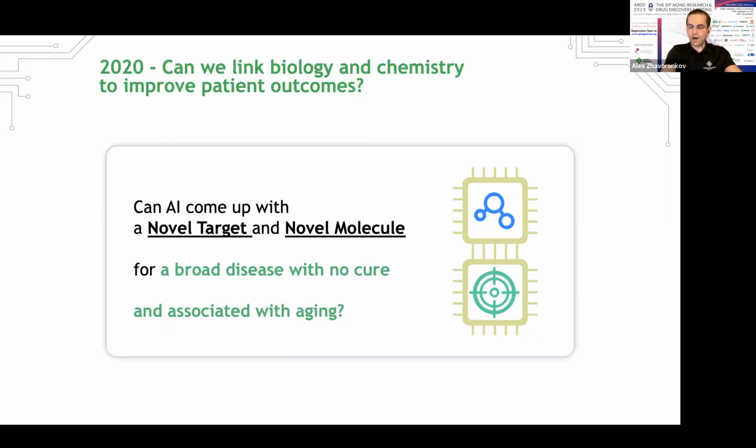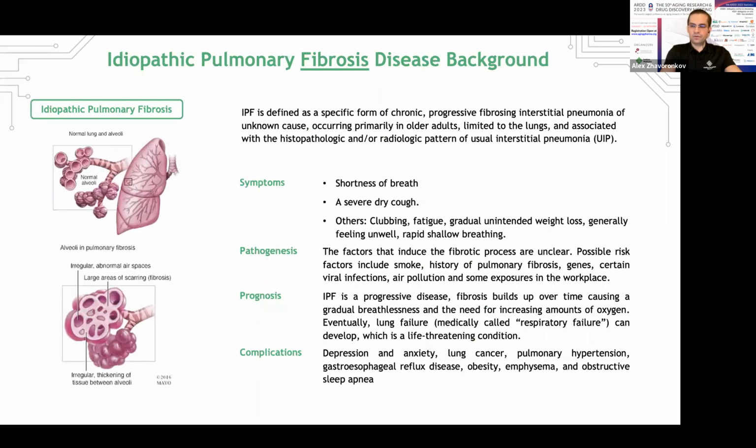Which disease are we going to go after? I chose fibrosis originally, fibrosis in general, not only idiopathic pulmonary fibrosis. So I wanted to understand the general biology surrounding fibrosis, but we decided to focus on a specific indication. That's IPF, idiopathic pulmonary fibrosis.